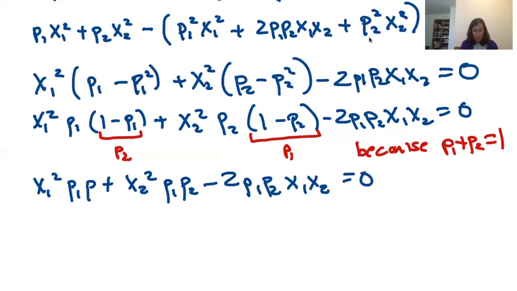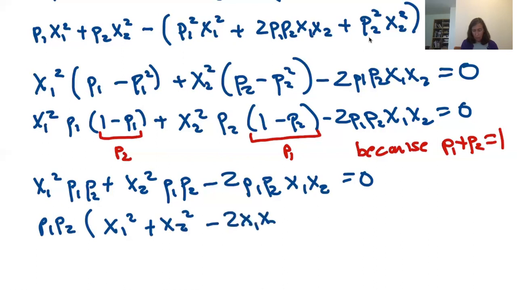Now I have, I write all the subscripts, right? I'm missing a p2 right here. Now I have p1, p2 in every term. I can factor that out. So I'm going to do that. So I get p1 times p2 times x1 squared plus x2 squared minus 2 x1 x2, that whole thing equals 0. Now we're getting somewhere.